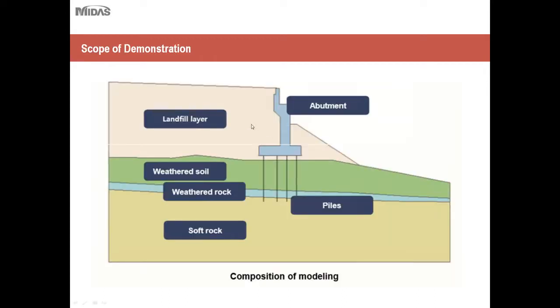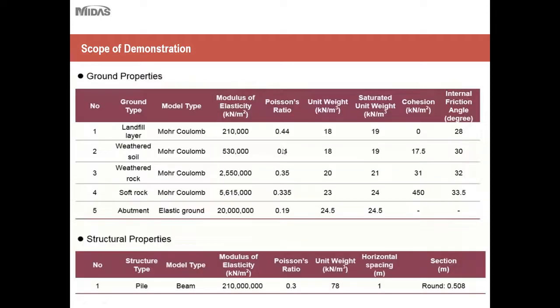Okay, so now let's move on to the scope of our demonstration. So this is what our project will look like once it's completed. So we have 2 rock layers and a soft rock layer on the bottom with the landfill layer on top. Here's our abutment, and then our piles will be modeled as well. So this will all be done in 2D.